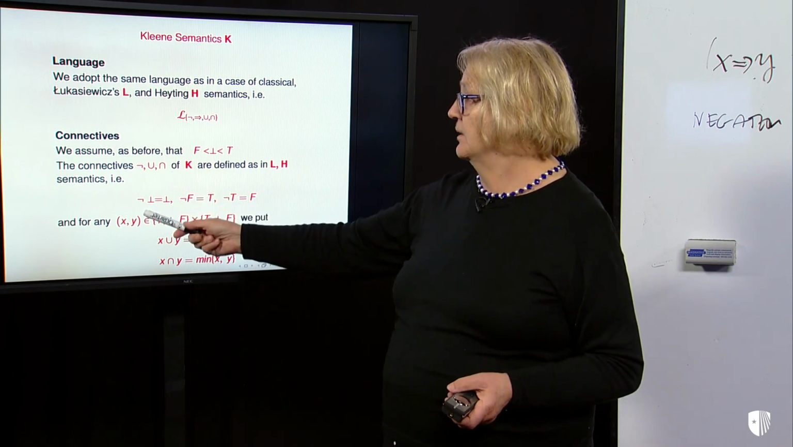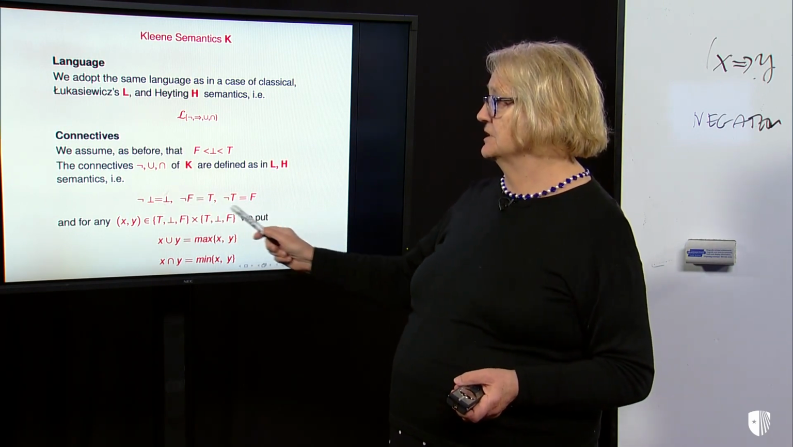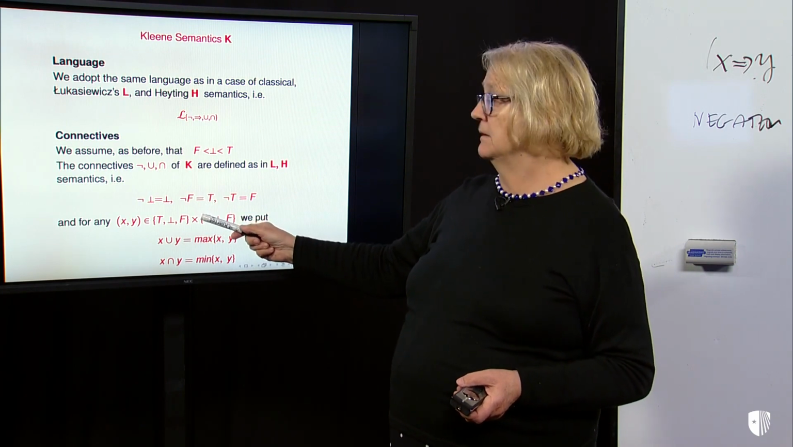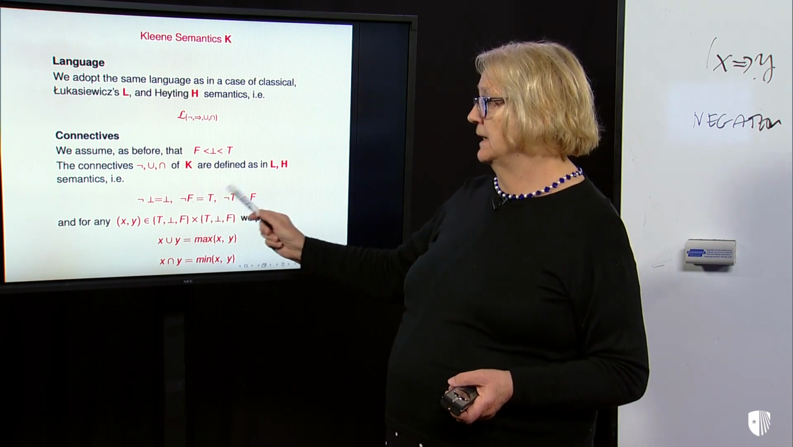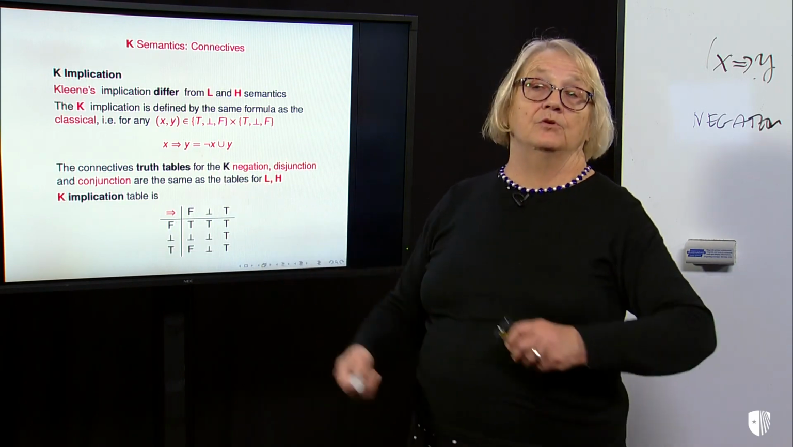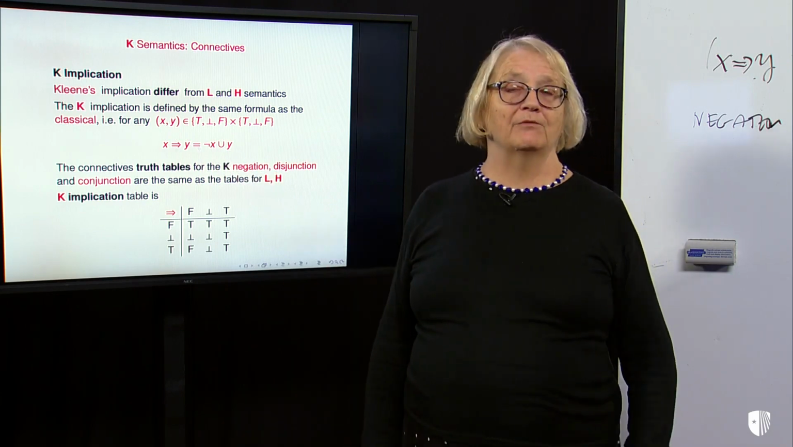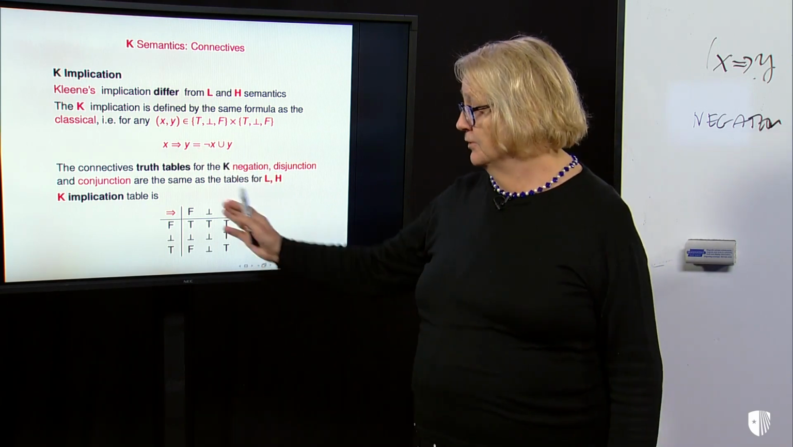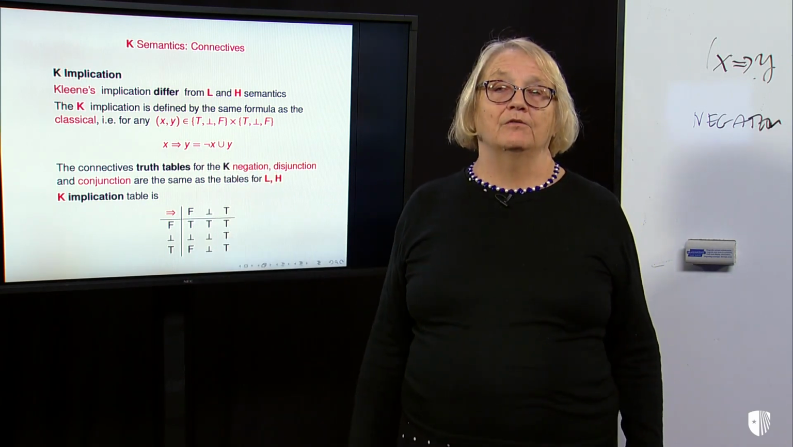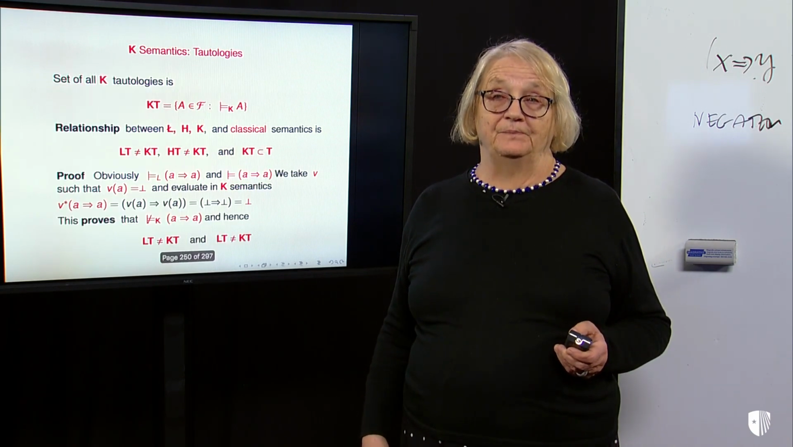And doing so, he kept negation like Łukasiewicz. You see, this is like Łukasiewicz; this is the Heyting negation, which was different. This is classical, max and min, and you see implication is like classical, right? This is the formula for classical implication. So you write the truth table for Kleene implication.